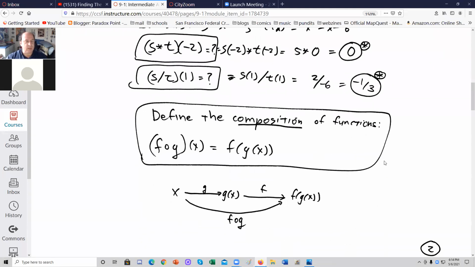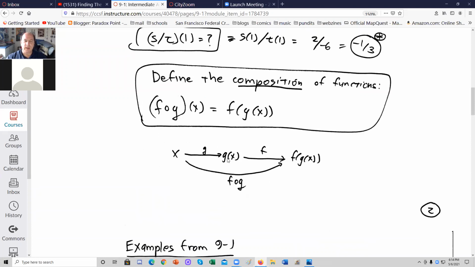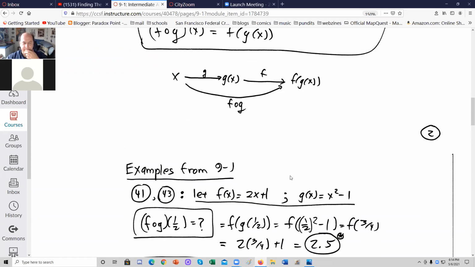All right, here is the composition of two functions. F composed with g of x is f of g of x. So the idea is a kind of a chain of function taking. From x, you take g of that, g of x. Take f of that, that's f of g of x. And this one single swoop is f composed with g.